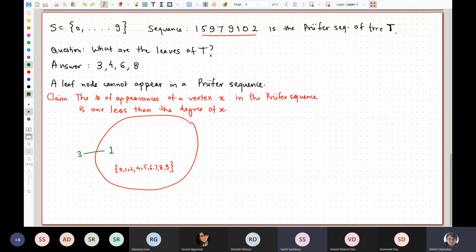Okay, so we know that 4 is a neighbor of 5, and let's continue our backward construction of the prefer sequence. Whatever remains in the red circle is going to be a tree over the vertex set, so 4 is out of the vertex set. It's going to be a tree over the vertex set 0, 1, 2, 5, 6, 7, 8, 9, and its prefer sequence is going to be this. Sachit, continue the argument.